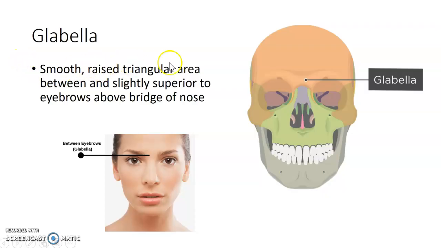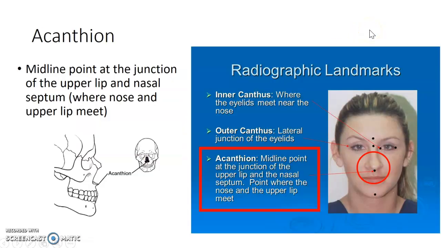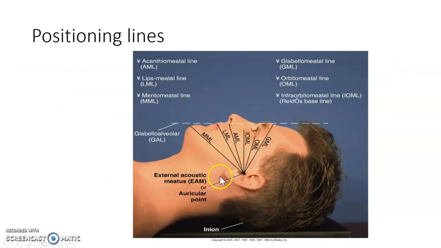It's a smooth, raised, triangular area between and slightly superior to the eyebrows and above the bridge of the nose. The nasion is located at the junction of the two nasal bones and the frontal bone, so it's in here. Look just under the glabella. The acanthion is found underneath the nose and above the upper lip. This is just a picture here of the positioning lines, and then we're going to go through those separately.